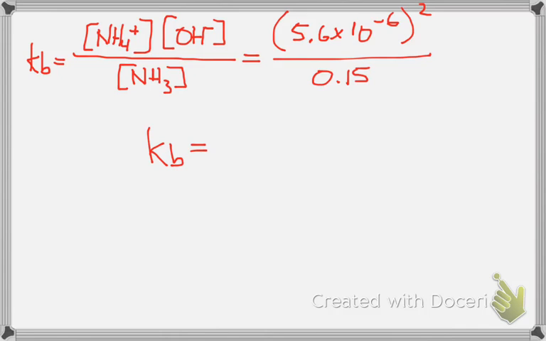And so then we can just plug all that in, solve for this, and get 2.1 times 10 to the negative 10th. And that's it. So notice that this value is different from our last Kb that we looked at in the previous problem, where it was 1.8 times 10 to the negative 5th. It's different just because of different concentrations, because of the temperature difference, anything like that.